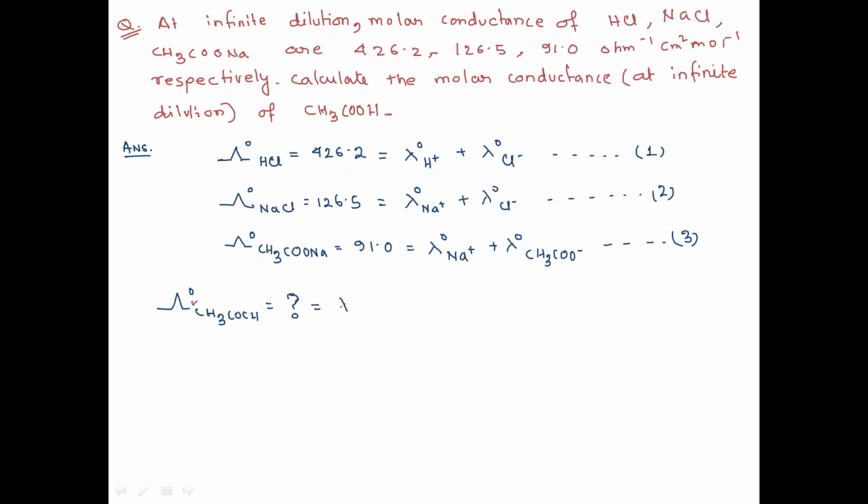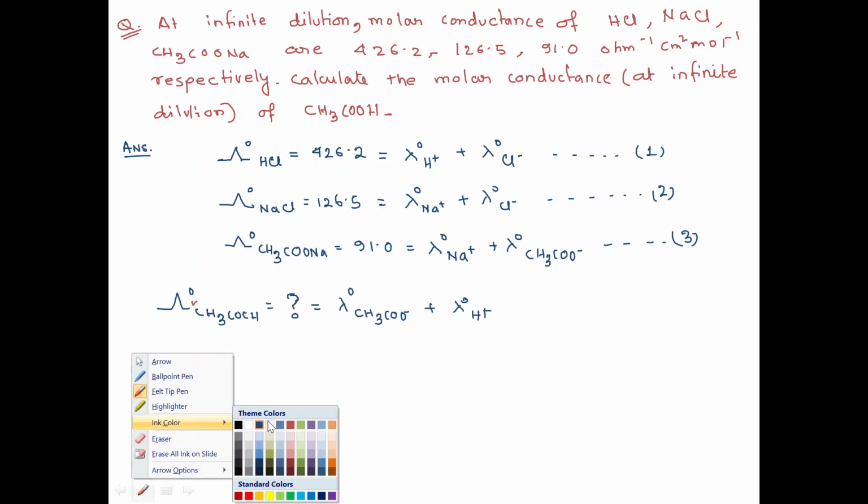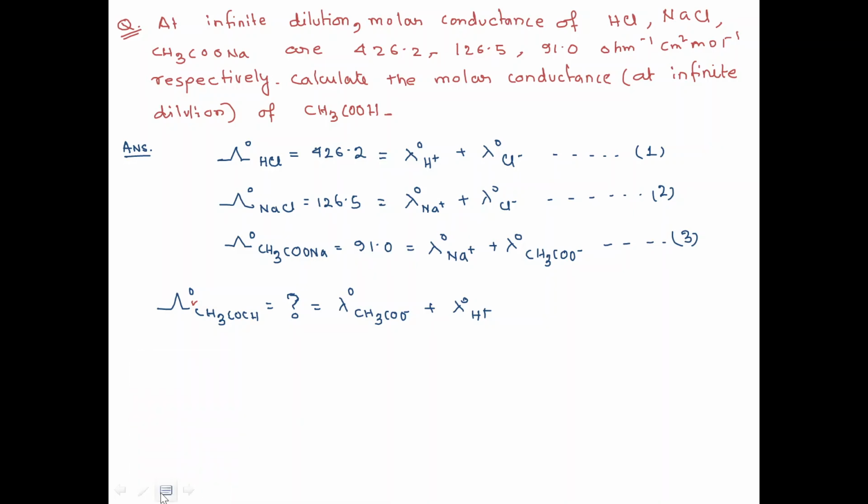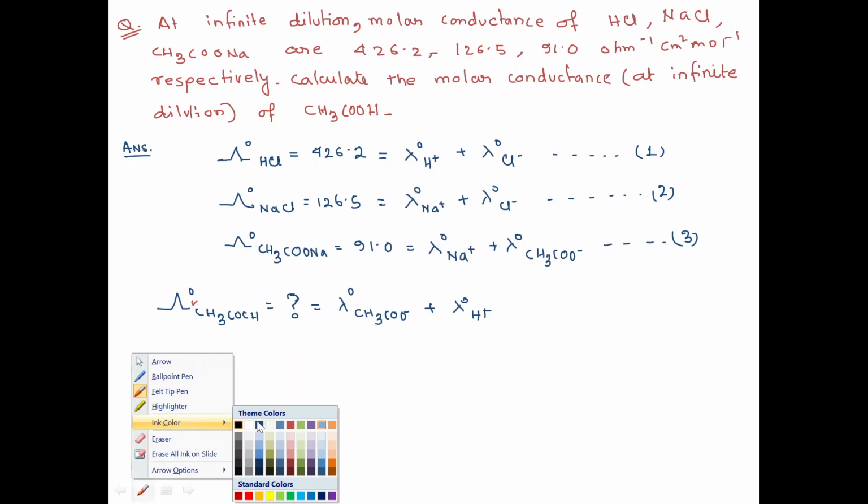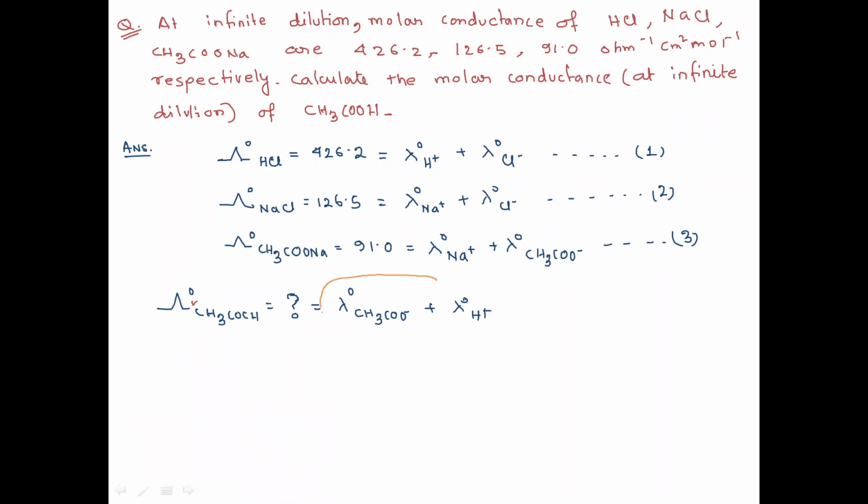So we know that it is equal to lambda 0 of CH3COO minus, the acetate ion, plus lambda 0 of H plus. Okay, so we will try to get this expression from these three expressions. This is our motto: how we'll get this expression from these expressions. So we'll get lambda 0 of H plus plus lambda 0 of CH3COO minus.